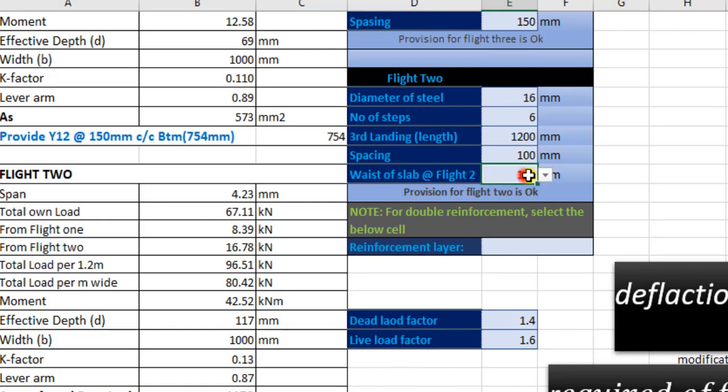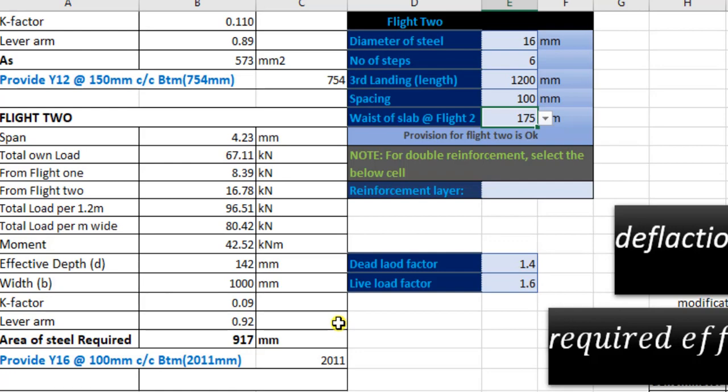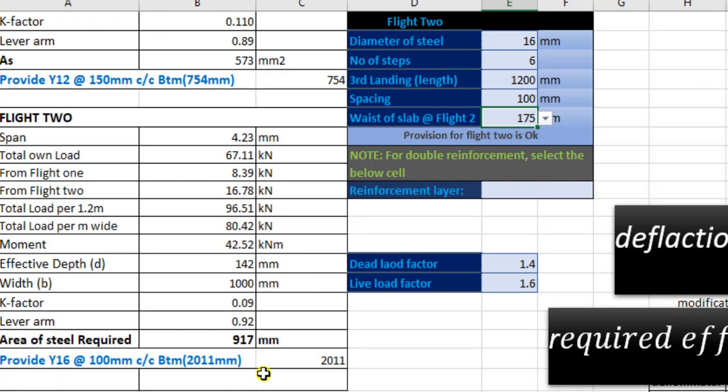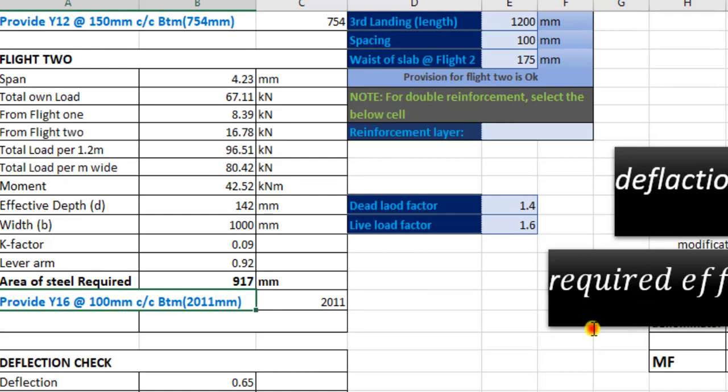So at that point I have to increase this waist. 150 will not work. Let me take 175. 175 works perfectly. So the minimum waist that can be used is 175 in this case for the design to pass both the provision and satisfy the deflection as well. So okay, that is how we can input a deflection check.